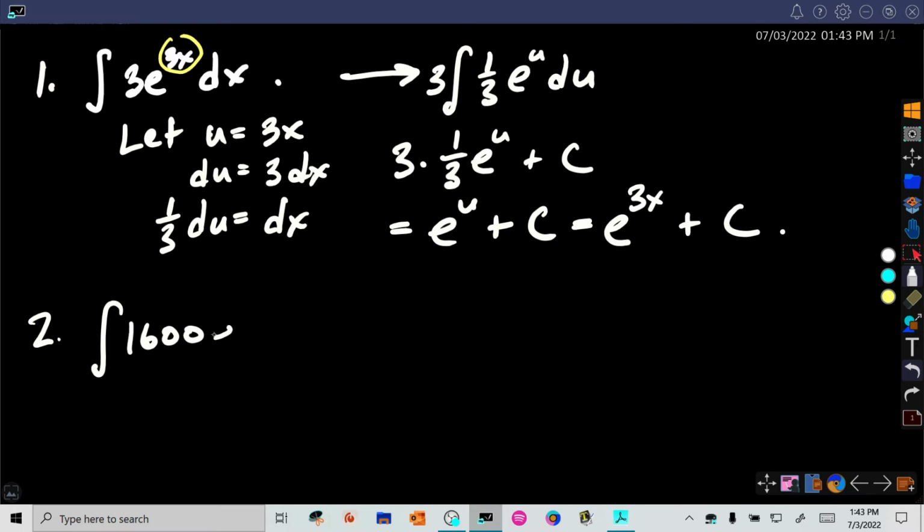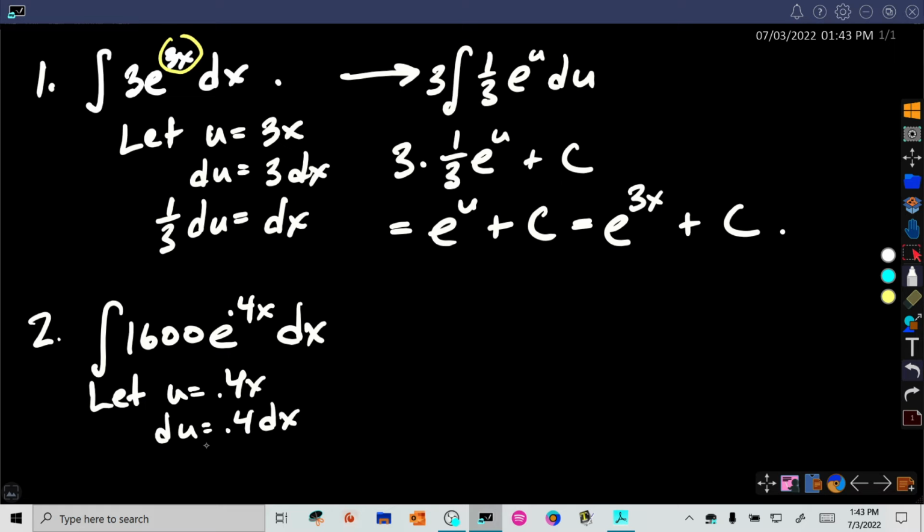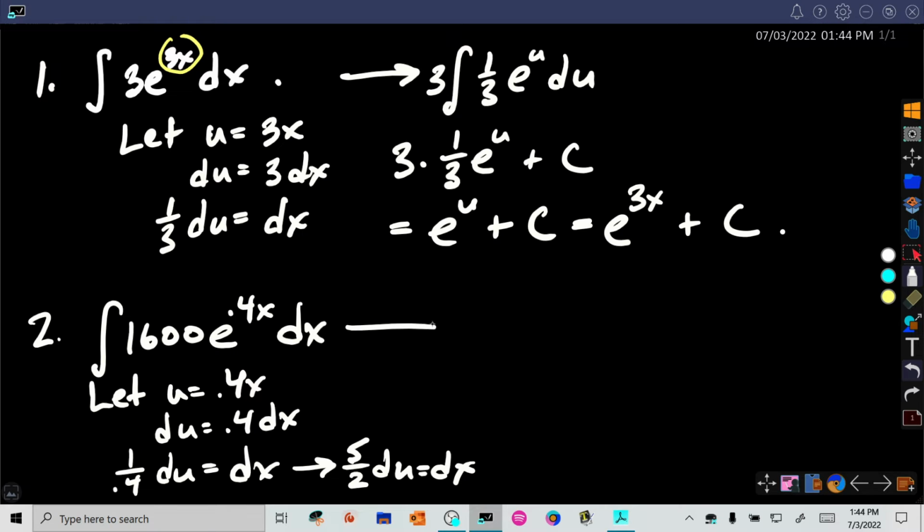All right, let's do this one. The integral of 1600 e to the 0.4x dx. So I'm going to let u equal 0.4x. Then du is equal to 0.4 dx. And then I'm just going to do 1 over 0.4 times du is equal to dx, which, by the way, is the same thing as 5/2 du equals dx.